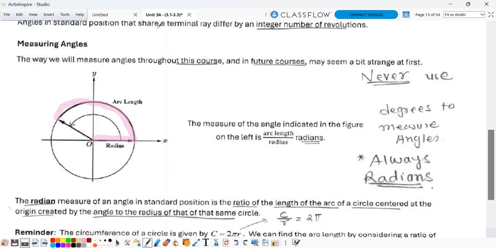And how is that possible? Well, because this is a ratio, which is arc length over radius. So if it is centimeter over centimeter, the centimeters get cancelled and you get the radian.